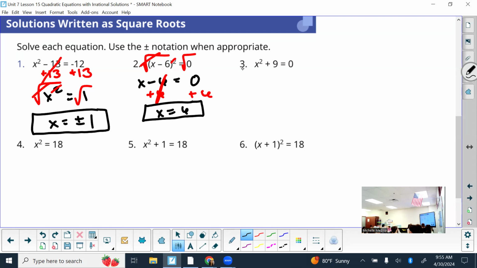Okay. Now number 3, what's farther from the x, the 2 or the 9? Like physically farthest from the 9. And opposite of adding 9 is whatever you do on one side. I get x squared equals 0 minus 9, which is negative 9. Keep isolating x, opposite of squaring is square root. Now what's the square root of a negative 9?